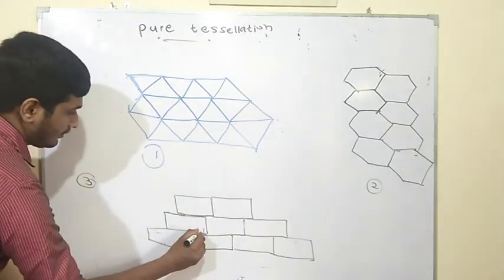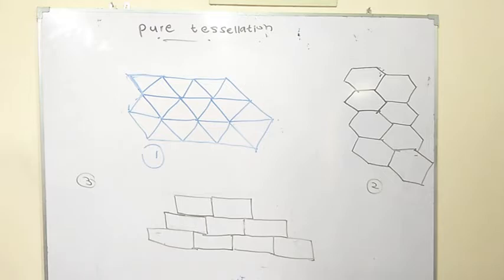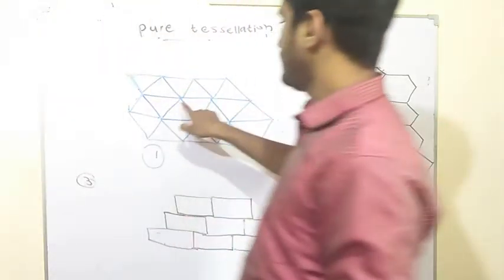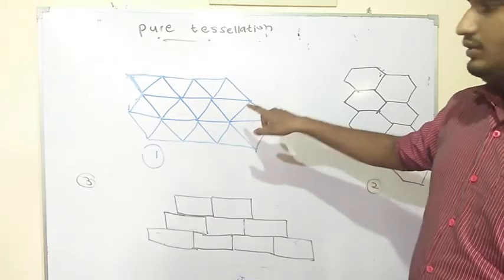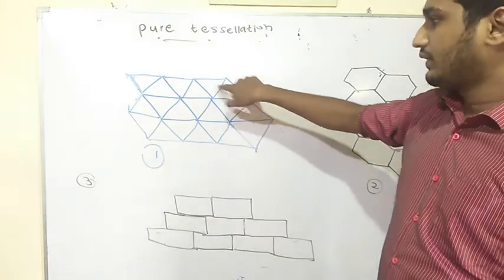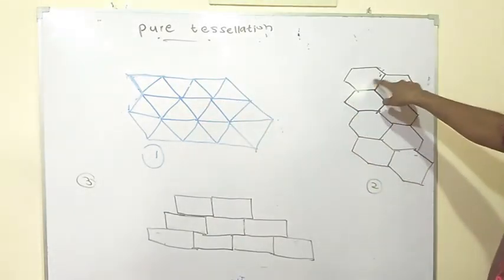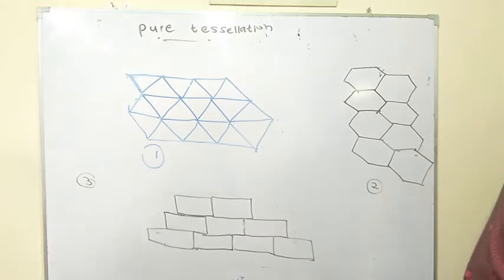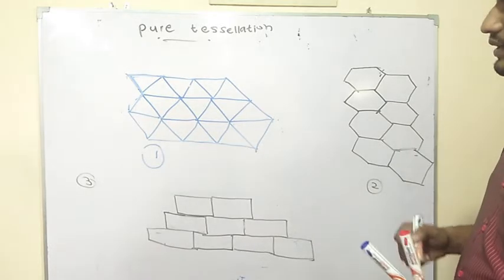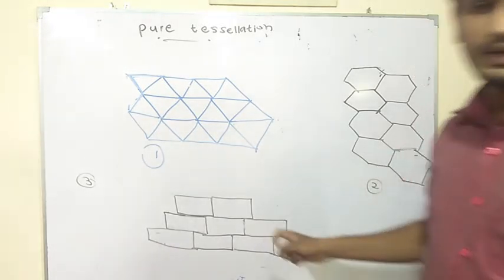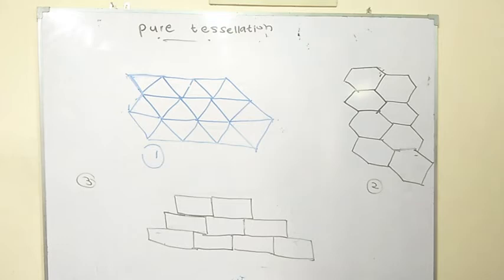Figure number 3. I have drawn 3 figures on the board. Copy them down: 1, 2, 3. In the first figure only triangles have been used to draw this tessellation. In figure number 2 I have used hexagons. In number 3 I have used rectangles.